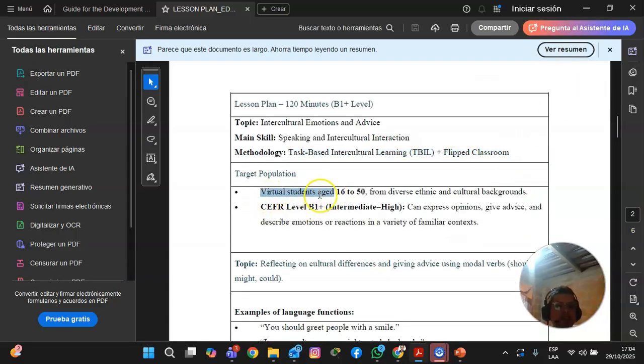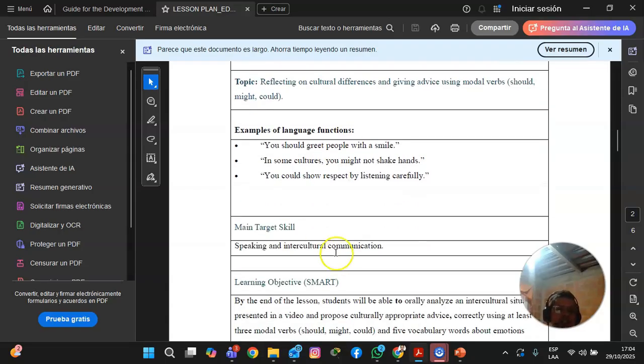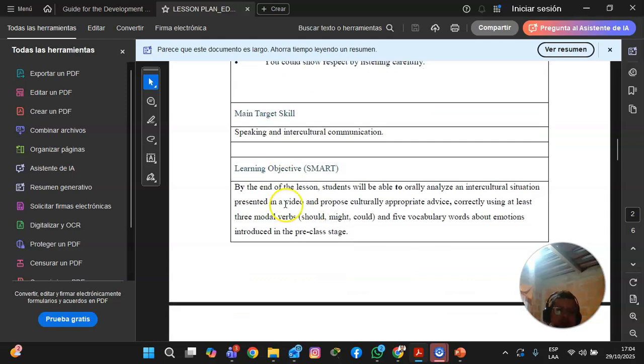These are virtual students, aged 15 to 16. That's the target population for this classroom, and the level is intermediate high, B1 plus. The target skill is speaking and intercultural communication. This is the most important skill we have to take into account, but there are other skills too.